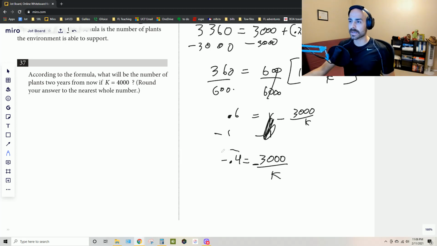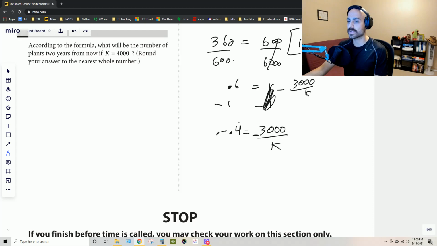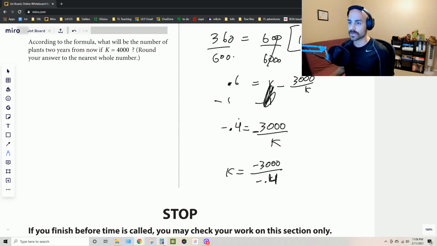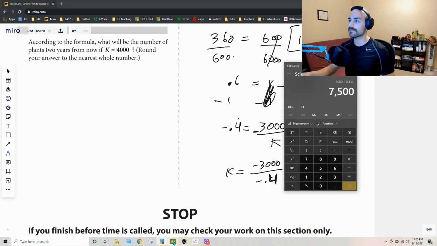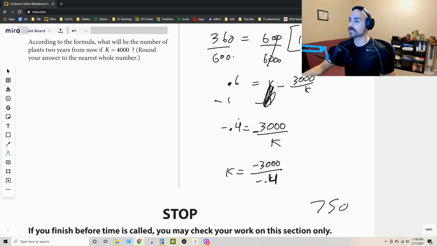Because I have a single term equal to a fraction, I know I can just swap out that single term in the denominator. I showed in a previous video how to make sure that you can go about it, but to save us time, we can just do this now, where k equals negative 3,000 over negative 0.4. I just swapped the single term in the denominator there. All right, and if we put that into our calculator, I'm just going to keep them both positive since I know two negatives make a positive. 3,000 divided by 0.4, I end up with 7,500, the correct answer.